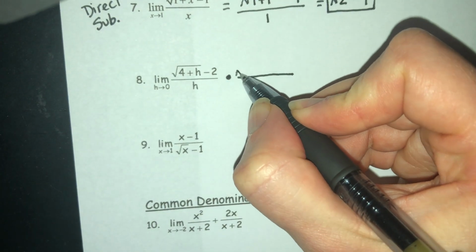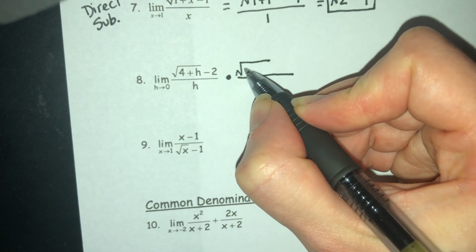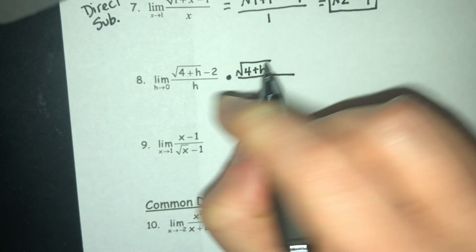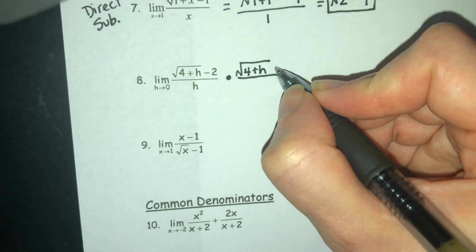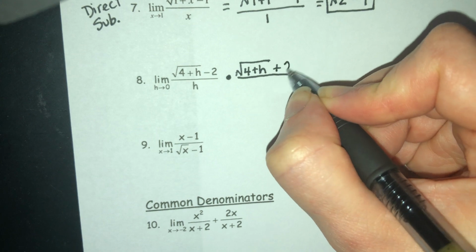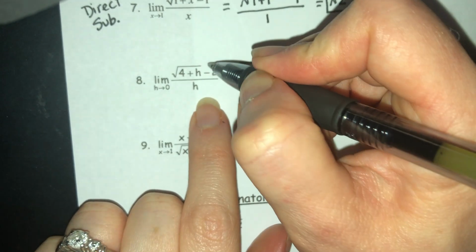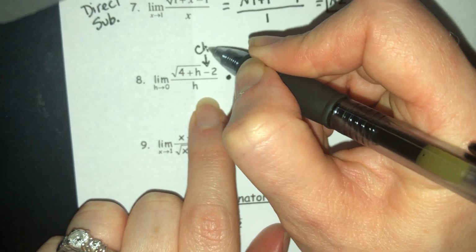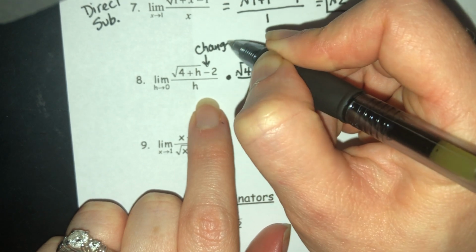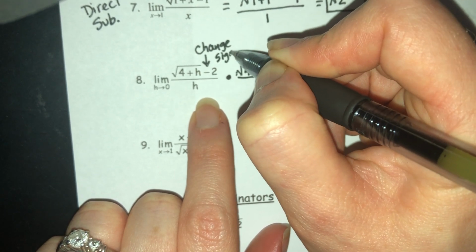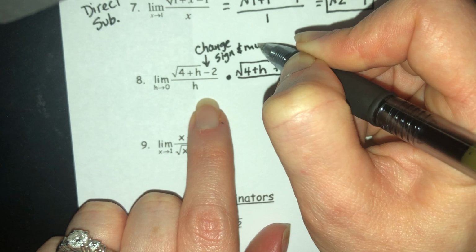So I'm going to have the square root of 4 plus h, and then instead of the minus, I'm going to put a plus here, and then my 2. So change sign and multiply.